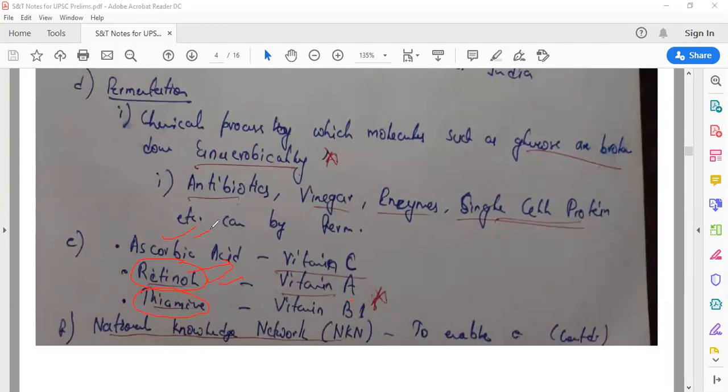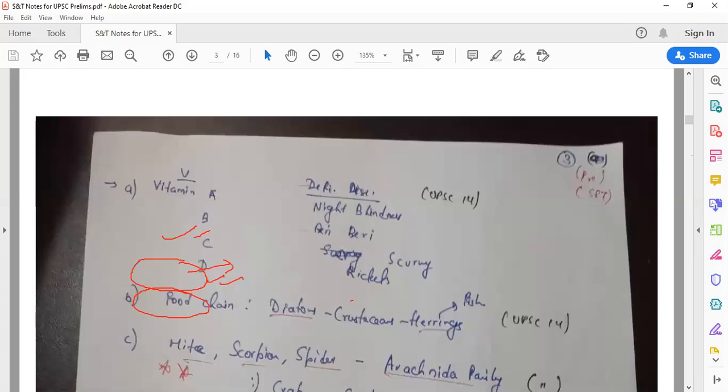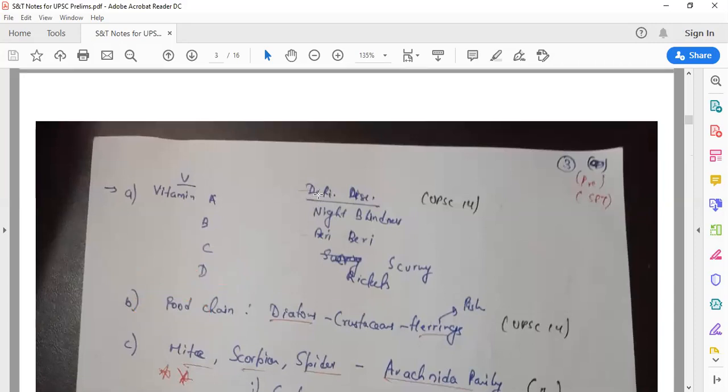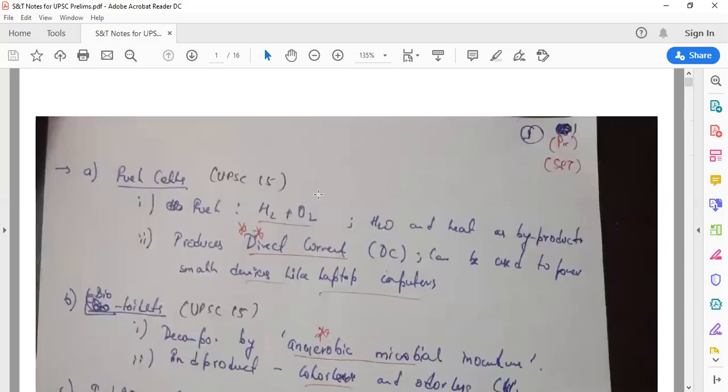Remember these facts. They are important because they have been asked before, so there's a very high probability that they can repeat these questions. UPSC does that. They have asked about deficiency before; now they can ask you the names. They can even ask which vitamin is likely to be lost during food processing and storage. There are different ways in which they can ask the question. So this was about vitamins. Let's talk about something else.